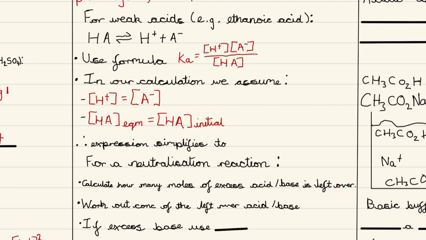And secondly, we assume that the concentration of HA at equilibrium is equal to the initial concentration of HA. And the reason we assume that is because it's a weak acid, so the equilibrium lies mainly to the left, so the acid barely dissociates. And after these assumptions, Ka simplifies to Ka equals H plus squared over the concentration of HA initially.